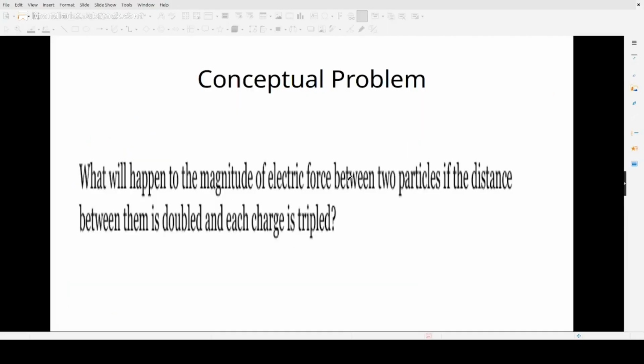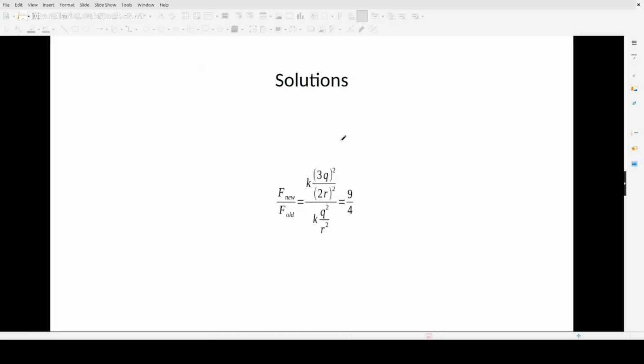Moving on. What will happen to the magnitude of the electric force between two particles if the distance between them is doubled and the charge is tripled? New F over old F: instead of Q, we have 3Q. Instead of R, we have 2R. And then the answer is 9/4.